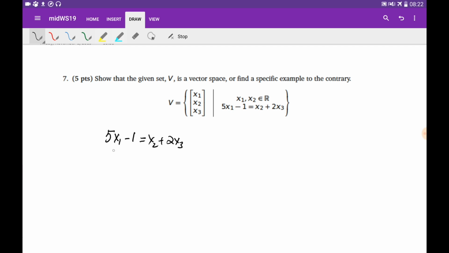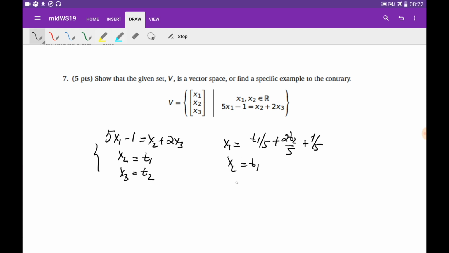So basically, I need to find all possible points with the components x1, x2, and x3 which satisfy this equation. There are infinitely many points. Where x2 and x3 are free to choose, so I can set them up as parameters t1 and t2, and I can find x1 from the first equation. So x1 from the first equation is going to be equal to t1 divided by 5 plus t2 divided by 5 plus 1 over 5. So x2 is equal to t1, x3 is equal to t2.